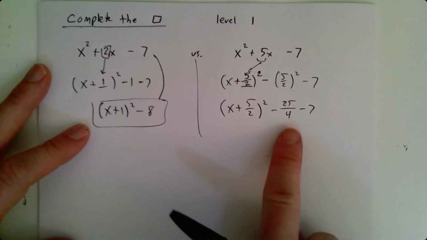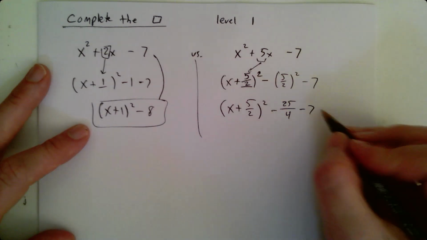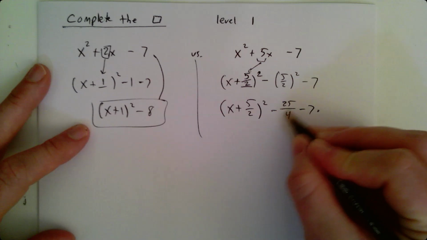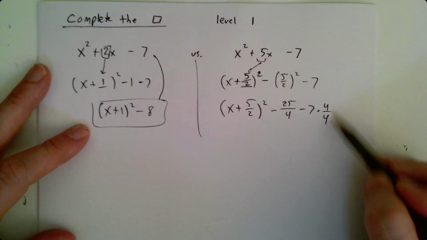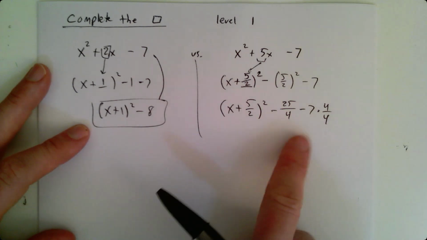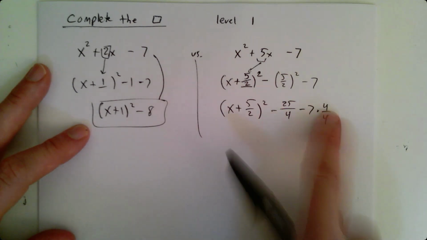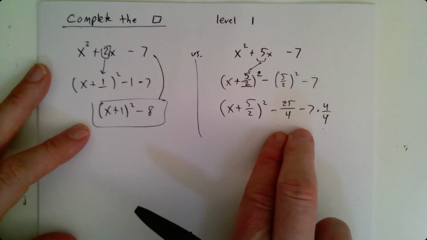And for a lot of problems, it's okay to leave these just as separate constants uncombined. If you needed to combine them, you could multiply 7 by the denominator here divided by itself, because multiplying by 4 over 4 doesn't actually change the value of 7, but it will let you rewrite a numerator divided by the same denominator of 4, so that way you can add them together.